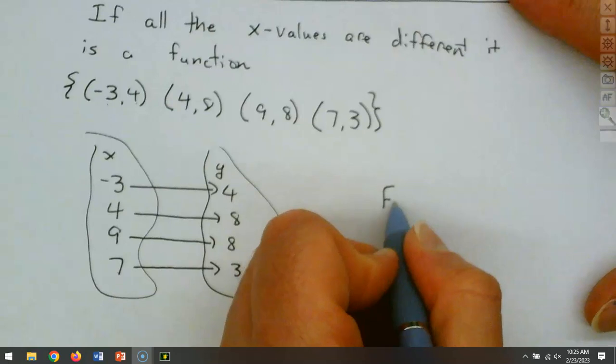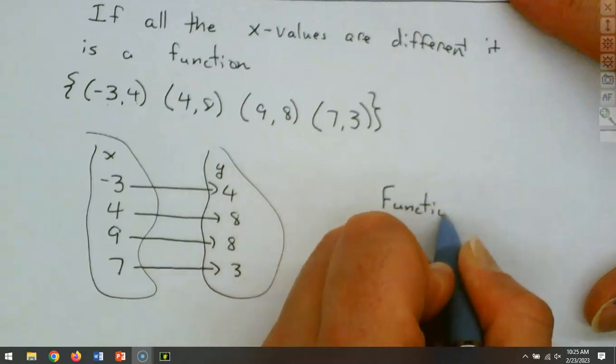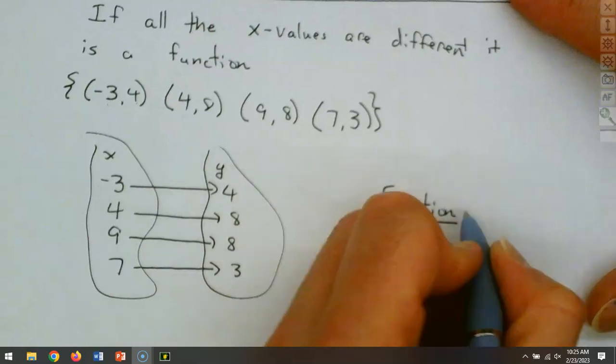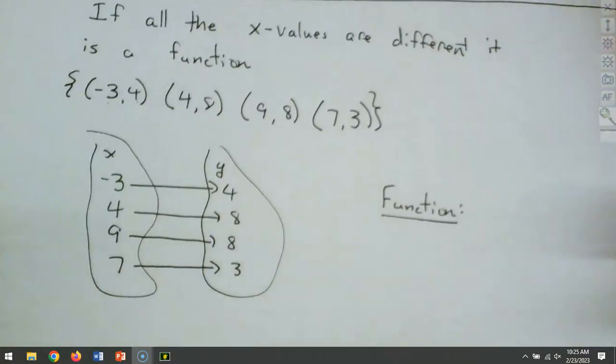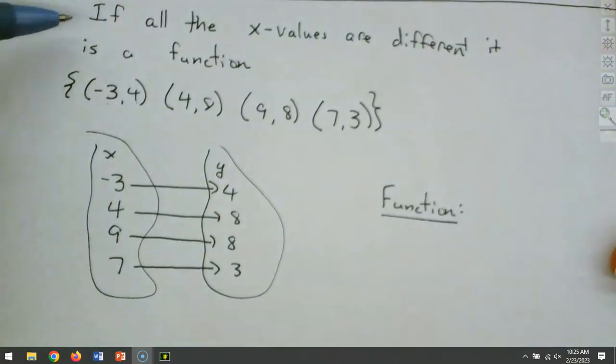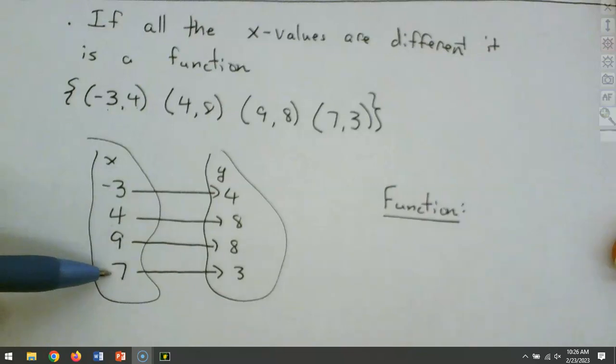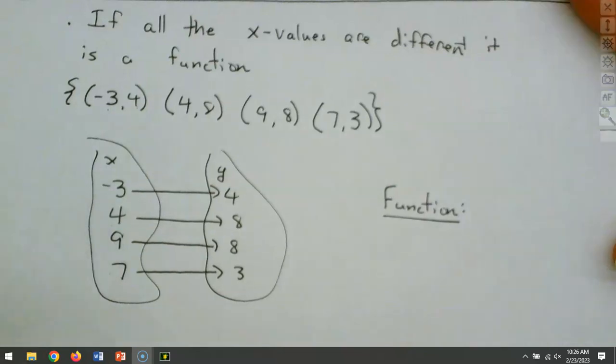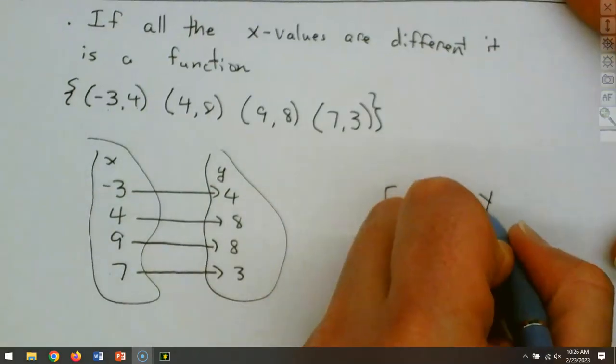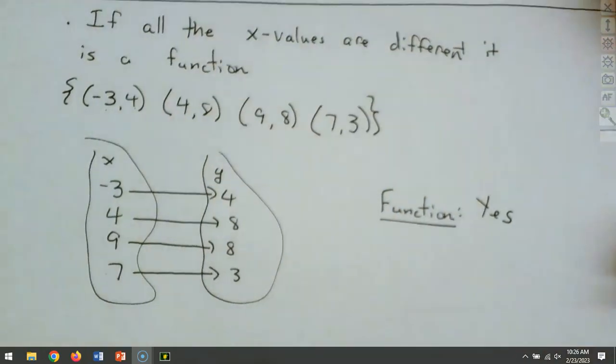So, is this a function? I think it would be. What makes it a function? It says here in our definition, if all the x values are different, then it is a function. So every x value is different, right? We don't worry about the y's, only the x's. So that makes this then a function. So this is a function.